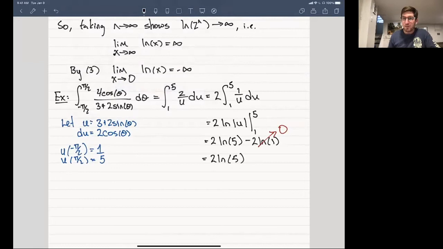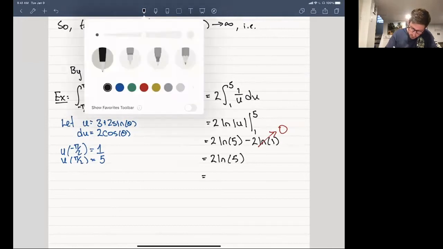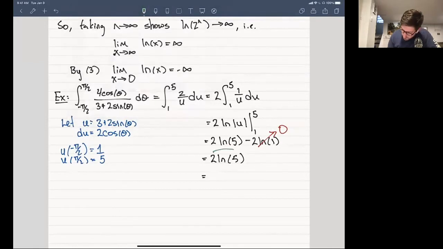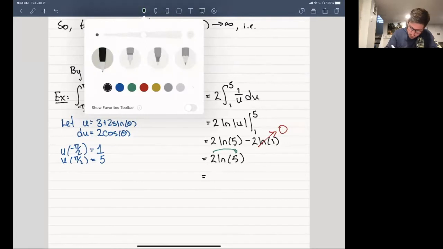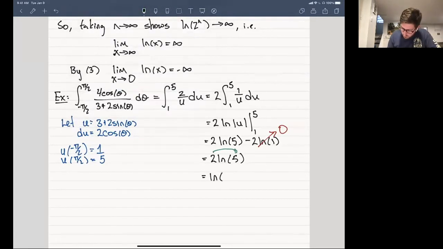Or if I'd like to get fancy, I can use one of my logarithm rules, I can bring the 2 up as an exponent in here, and this becomes the natural logarithm of 5 squared, which is just equal to the natural logarithm of 25. It's either or, you can keep it in any form you want, but I just wanted to emphasize how you could actually use some of those logarithm rules to simplify this just a little bit.